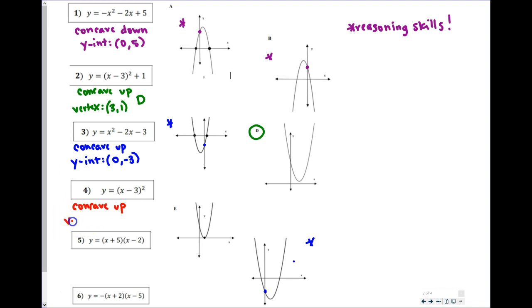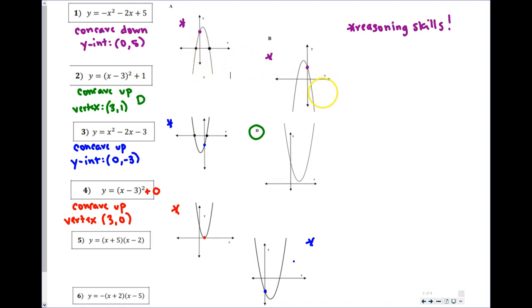And I know the vertex, this is like having a +0 on the end. So my vertex is going to be 3, 0. I changed the sign. So now I'm going to look at which graphs have 3, 0. So this graph could be it. That could be 3, 0. That's definitely an option. This can't be the one down here, because the vertex is down. And I don't see any other ones that have a vertex at 3, 0.